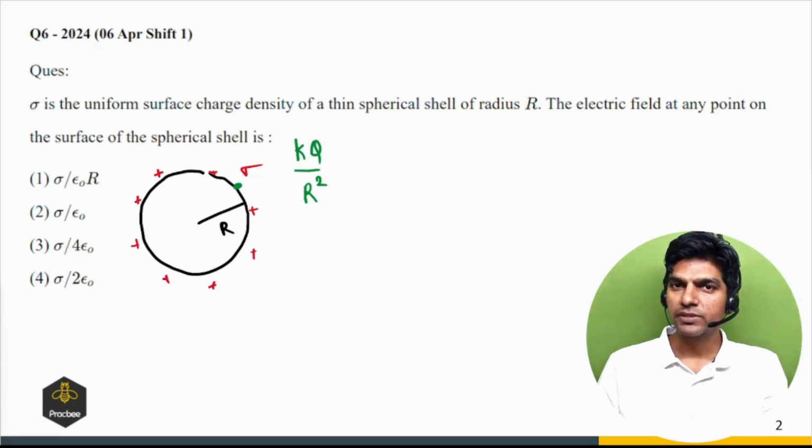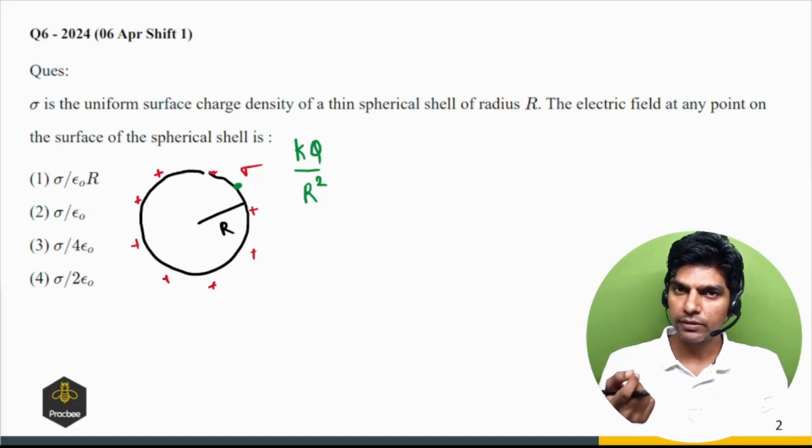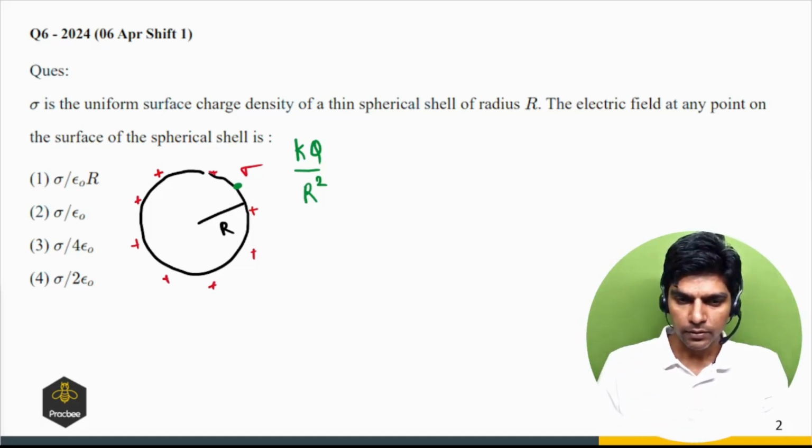On the surface or outside the surface, if you want to find the field, you can treat the shell just like a point charge concentrated at the center of the shell. So what is q? The total charge will be surface charge density times the surface area of the shell, and surface area is 4 pi capital R square.